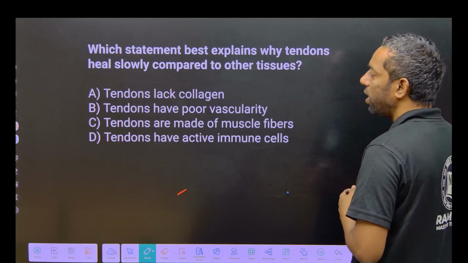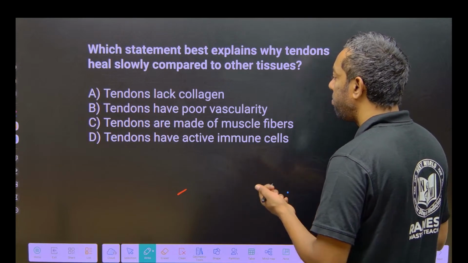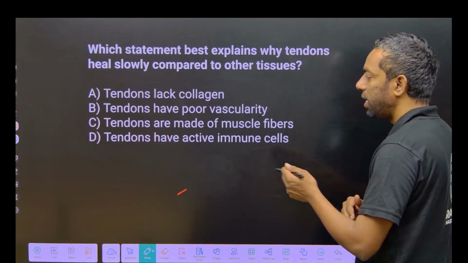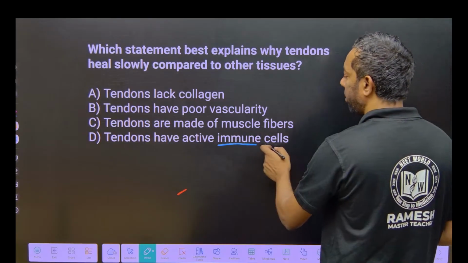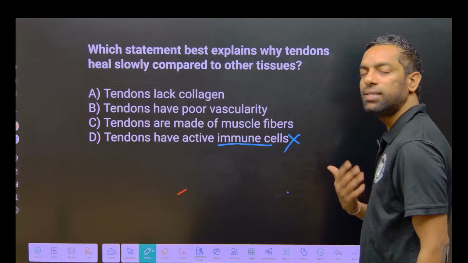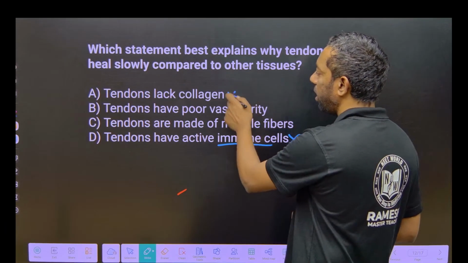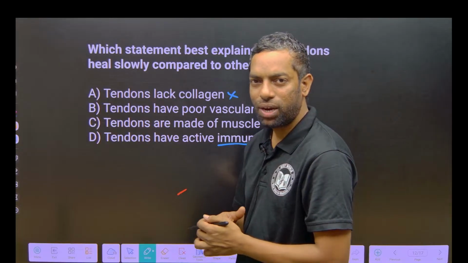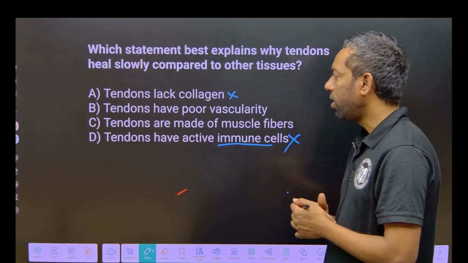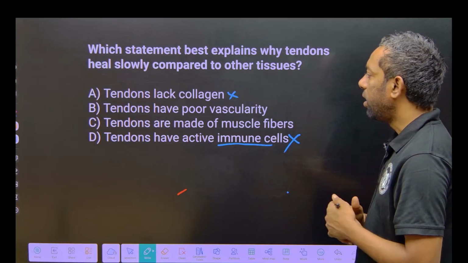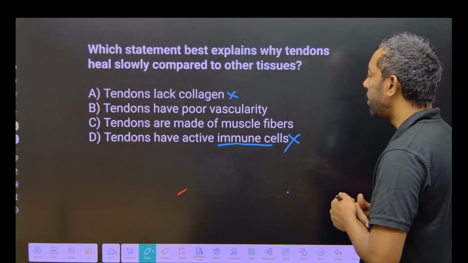Tendons lack collagen. Tendons have poor vascularity. Tendons are made up of muscle fibers. Tendons have active immune cells. This is not active immune cells, easily you can eliminate. Lack of collagen? Tendons have collagen. Tendons and ligaments are collagen. Tendons have poor vascularity. Tendons are made up of muscle fibers.